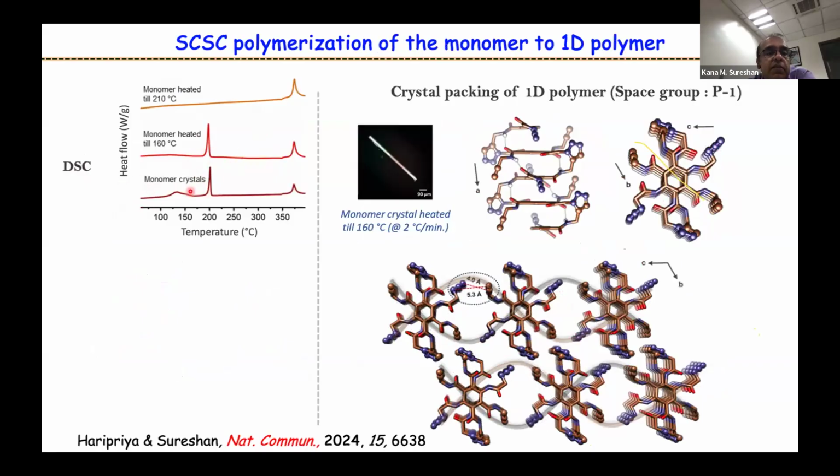If you do the DSC of this monomer crystal, you can see two exothermic peaks. These reactions, of course, are exothermic; azide alkyne cycloaddition reaction is exothermic. You can see one hump here, the first reaction. This is the second reaction. This is final decomposition. So if you heat until 160 degrees centigrade and do the DSC again, you will see that this is vanished. That means this reaction is completely over when you heat till 160 degrees centigrade.